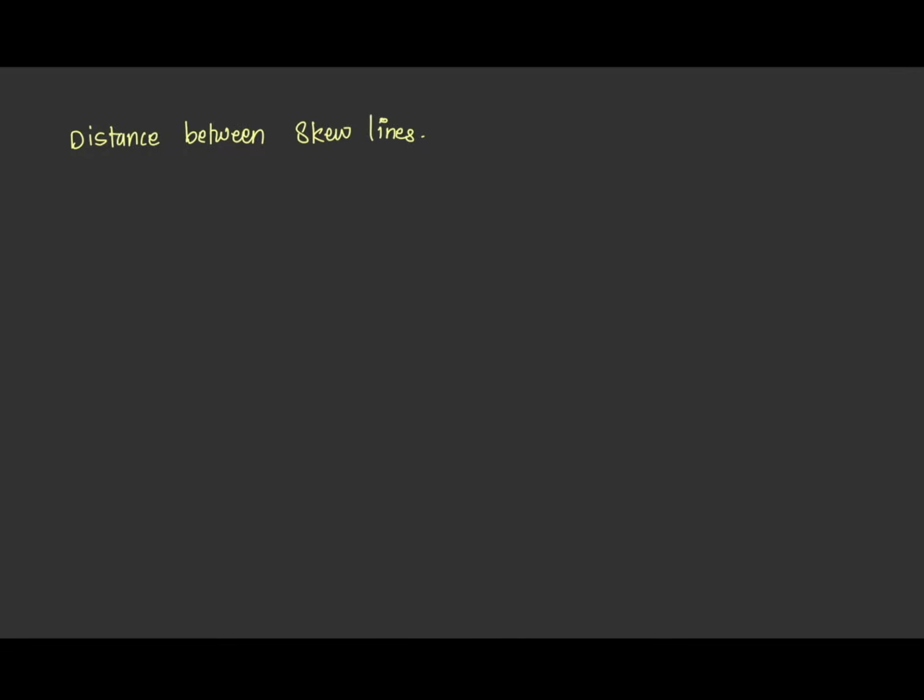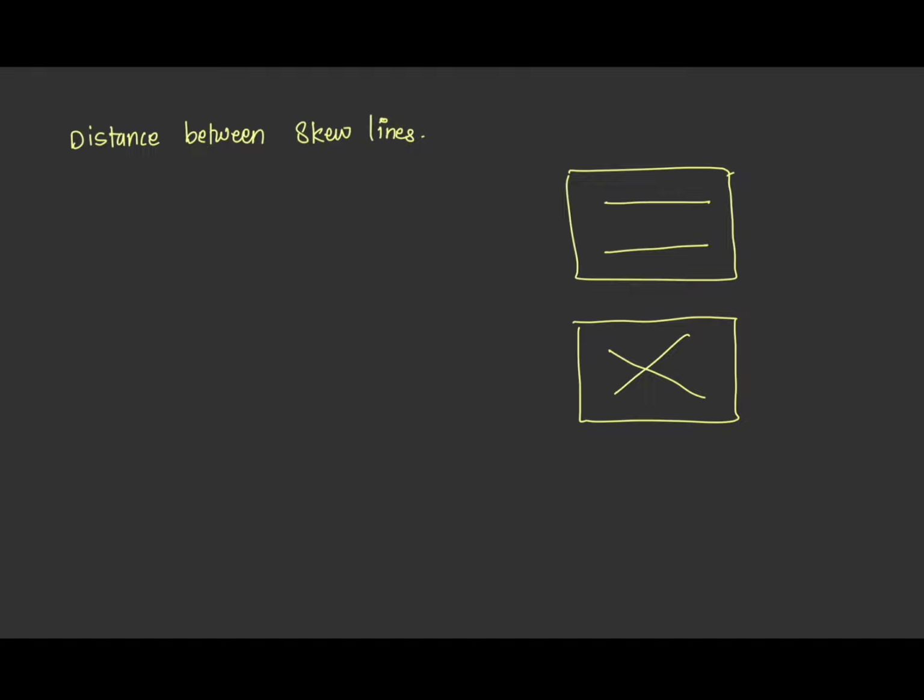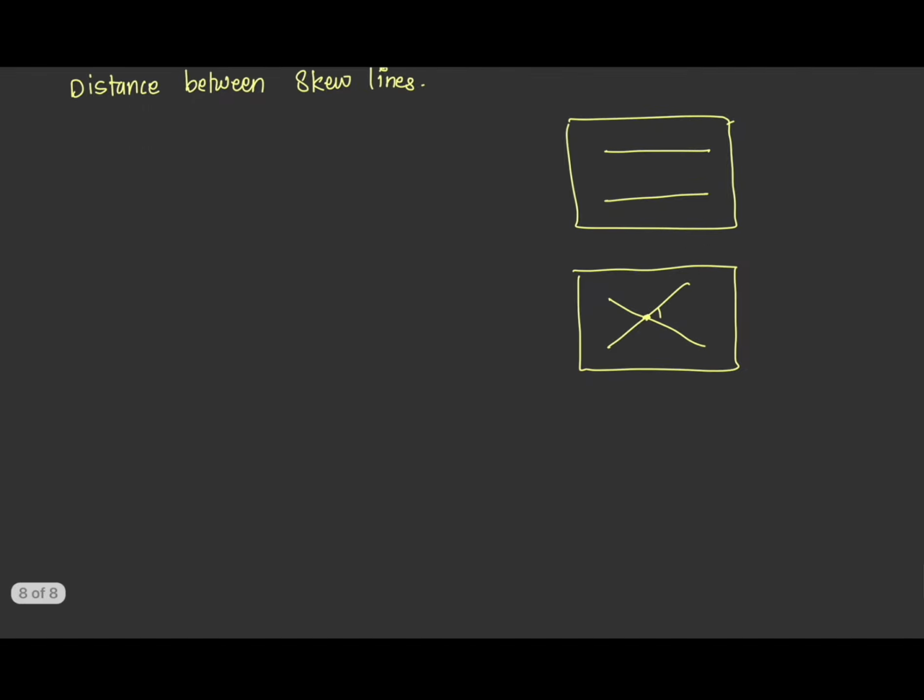We need to calculate the distance between skew lines. To understand what a skew line is, we know there are parallel lines which never intersect and they are in a single plane. Now we have intersecting lines, again in a single plane. So these two lines, let's say, intersect at some angle or some common point of intersection.